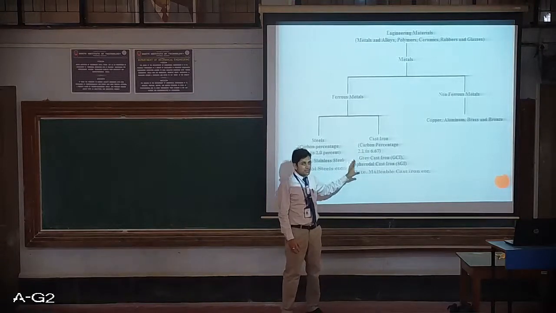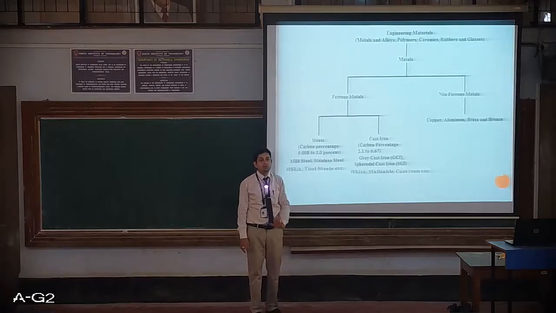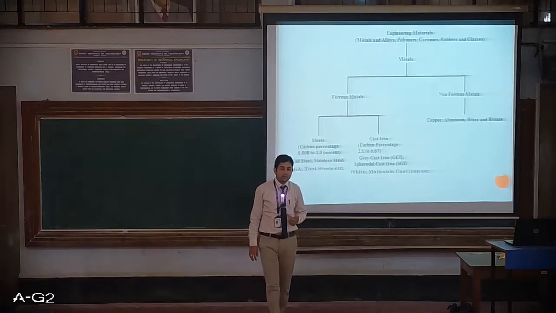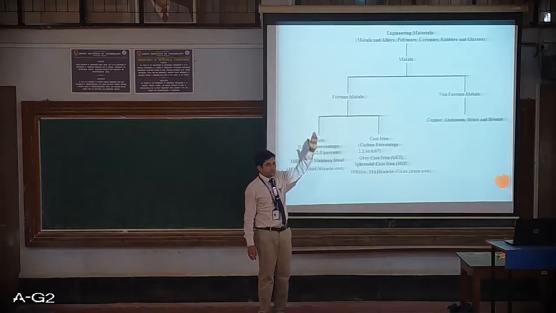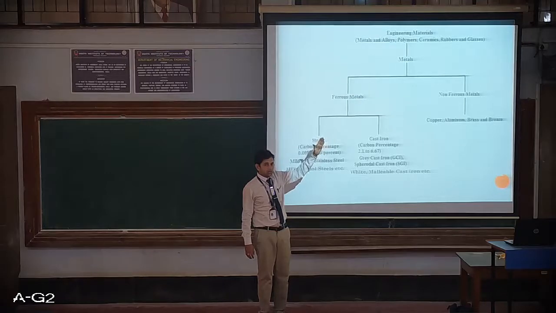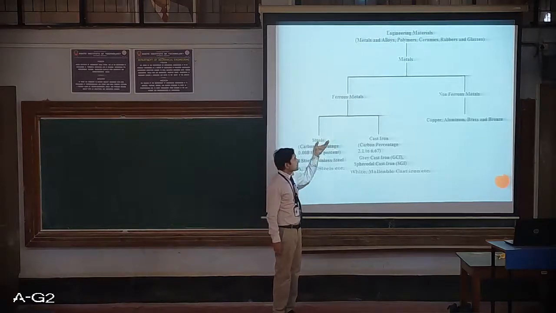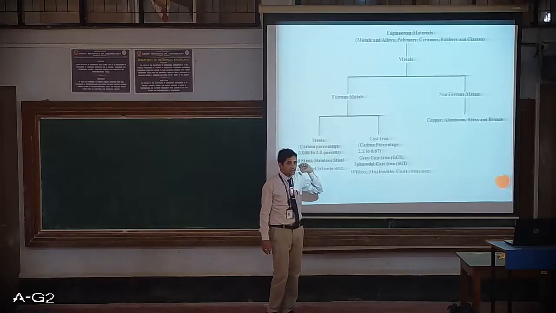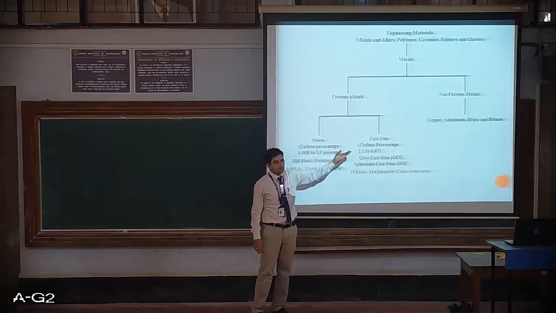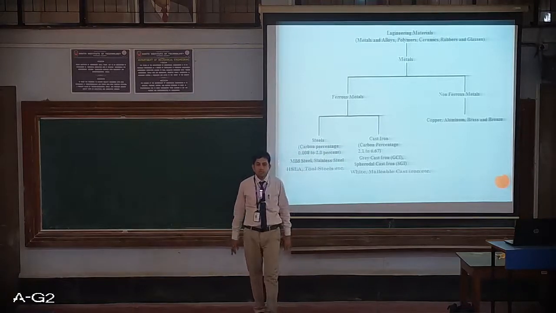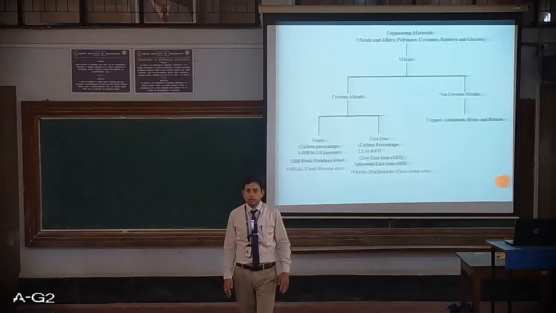This basic classification you should remember throughout your life. Whenever you go for an interview, they might ask that engineering materials can be classified into those types, and metals and alloys into ferrous and non-ferrous metals. Ferrous metals can be further classified into steels and cast iron. Now you might be wondering, what is the difference between steel and cast iron? One thing is very common: both are alloys of iron.